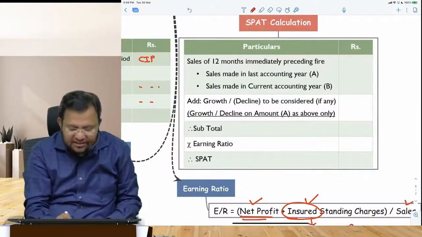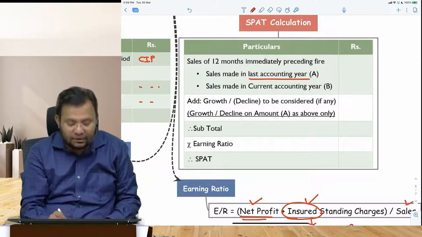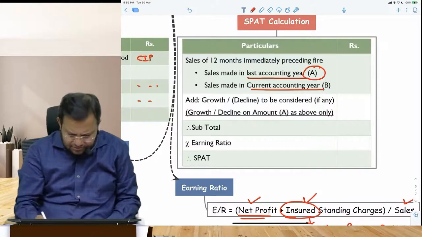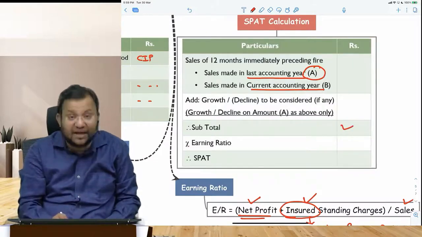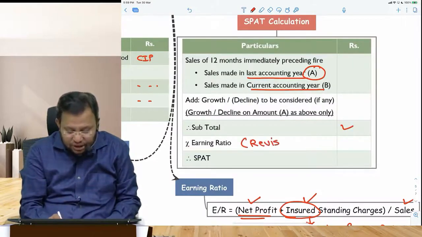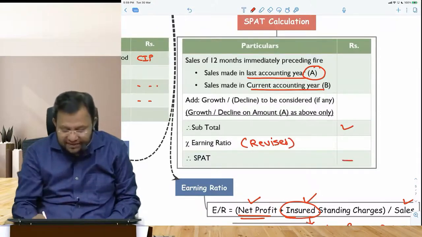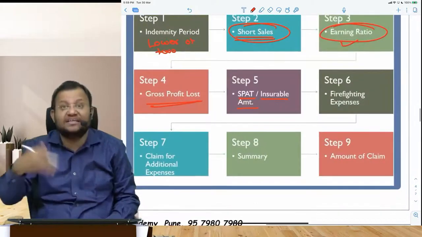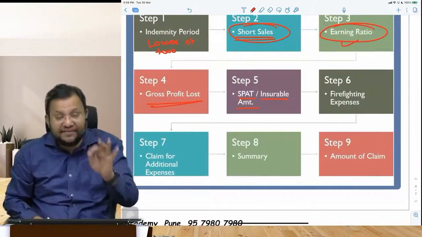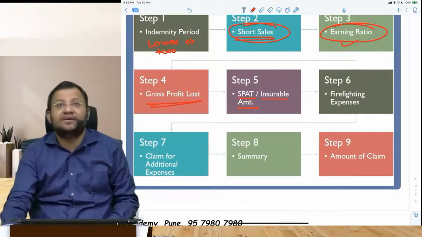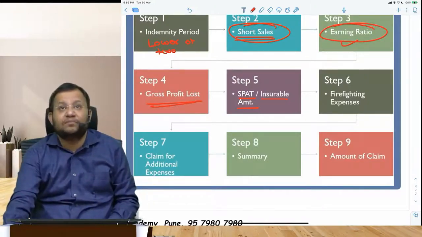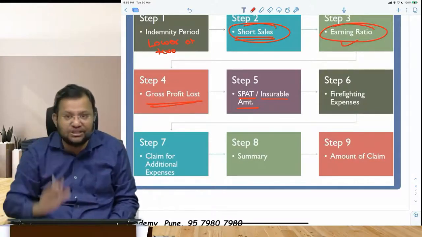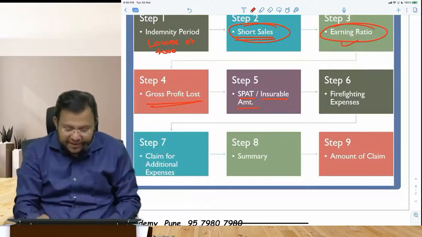So 12 months preceding the fire, out of which some months are in the last accounting year, some months are in the current accounting year. Growth is added only to A. We take a subtotal. To that we multiply the earning ratio, revised earning ratio, not the earning ratio for the previous year, and we get SPAT. SPAT is the insurable amount. If the policy amount is higher than the SPAT, it is over insurance. Average clause should not be applied. If the policy amount is lower than the SPAT, it is under insurance. If there is under insurance, obviously average clause will be applicable.